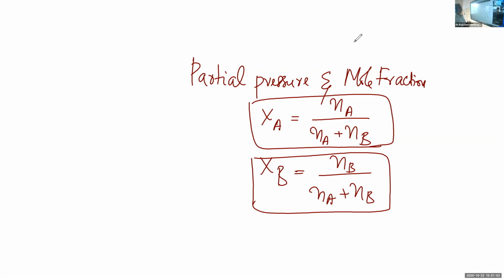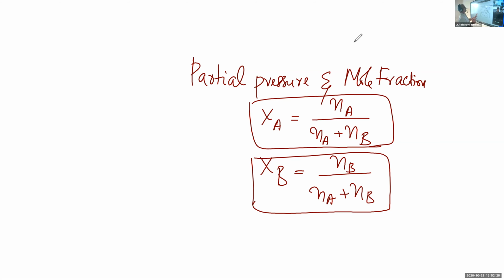If you have two gases, then the mole fraction of gas A, XA, is equal to the number of moles of A, Na, by the total number of moles of A and B, Na plus Nb. Similarly, the mole fraction of gas B, XB, is equal to Nb, the number of moles of B, divided by the total number of moles of the two gases, Na plus Nb.